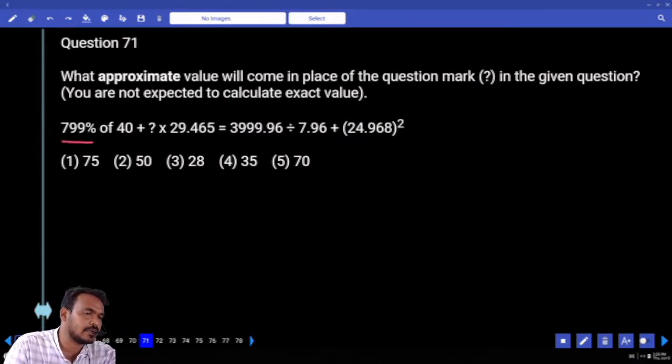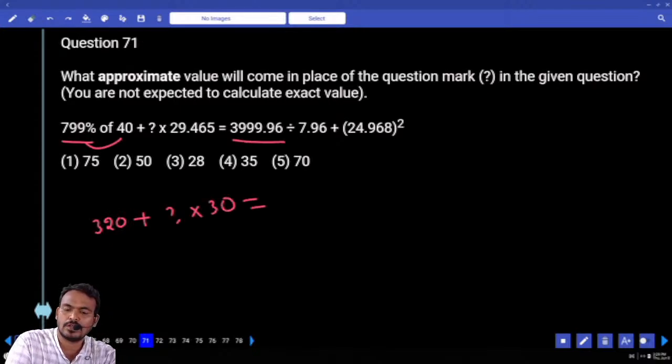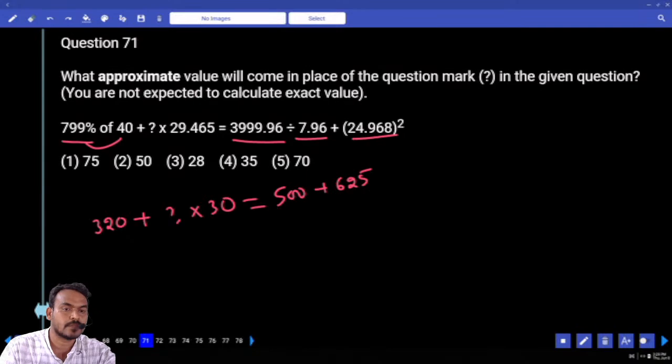Next question number 71. 799%. It is considered 800% or not? Means only 8 or not? 8 into 40, 320, plus something into 30. That is equal to 4000 divided by 8. 4000 divided by 8 means 500, plus 25 square or not? What is the 25 square? 625 or not? First 500 plus 625, 1125. In that how much value you are subtracting?